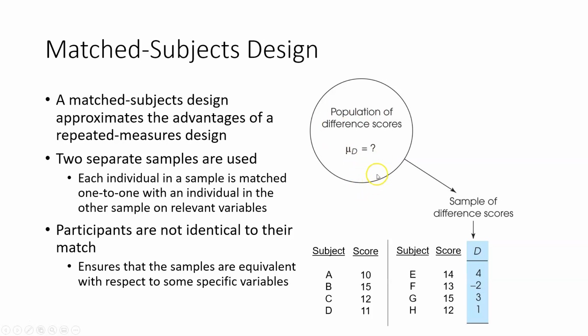And anyway, we would never actually do this, but we just imagine to ourselves this hypothetical population, and we're trying to figure out what is the difference in that hypothetical population if we were to compare people who had received treatment and people who hadn't received treatment. How big of a difference would there be between those two groups? So participants are not identical to their match, but we ensure that the samples are equivalent enough with respect to some specific variables, and so it's close and it's okay.